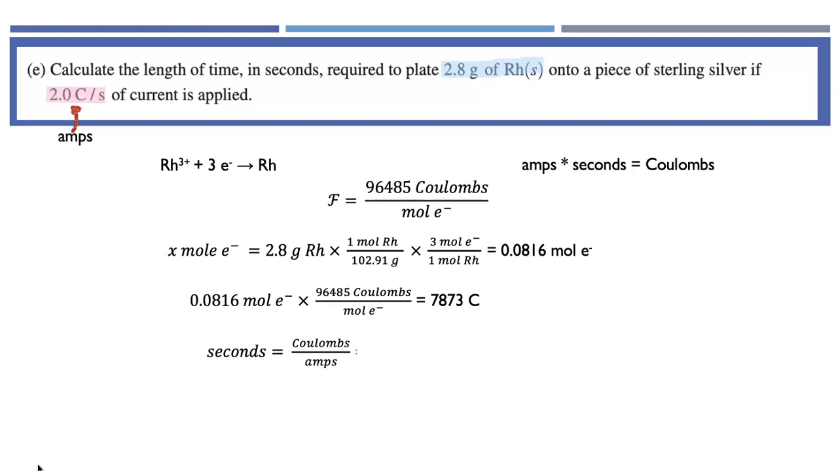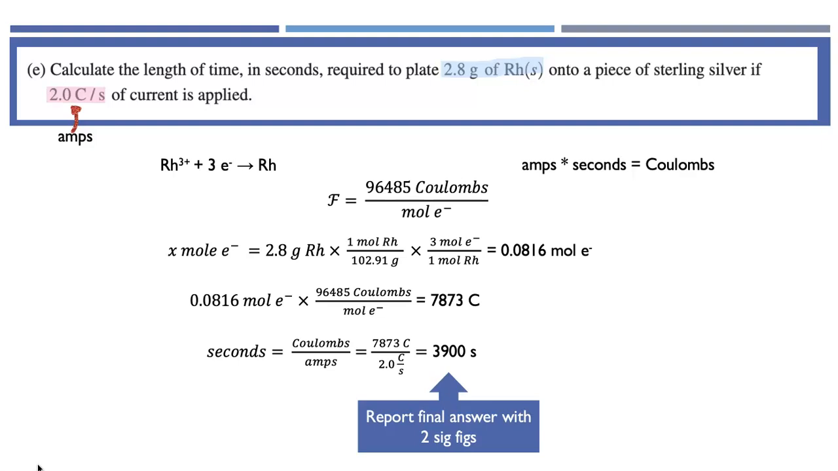I know that amps times seconds equals coulombs, so seconds would be coulombs divided by the amps. I found the coulombs. I'm given the amps. I'm going to substitute that in, and now I'll take care of my sig figs. 7,873 divided by 2 gives me 3,900 seconds. And I do want to report that with 2 sig figs because I knew my initial mass to 2 sig figs. I knew my amps to 2 sig figs. I encourage you to round at the end. So there are 2 points for part E. 1 point was for finding the moles of electrons, which might have been embedded in your other calculations. It might not have been a standalone piece. And then 1 point for finding the seconds and doing that correctly.